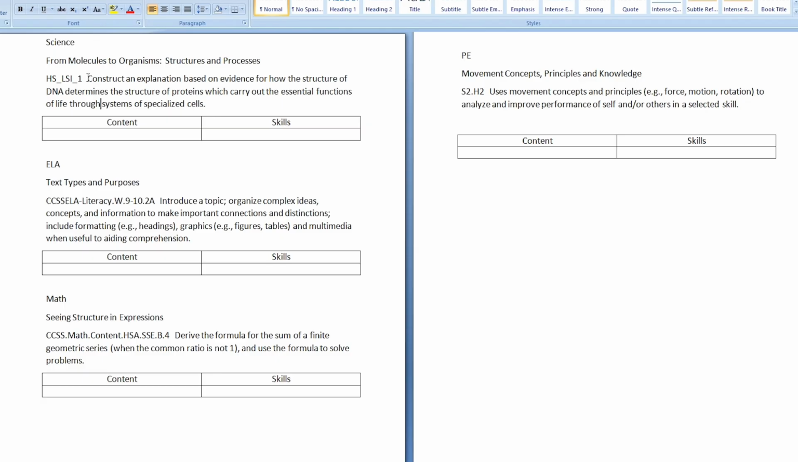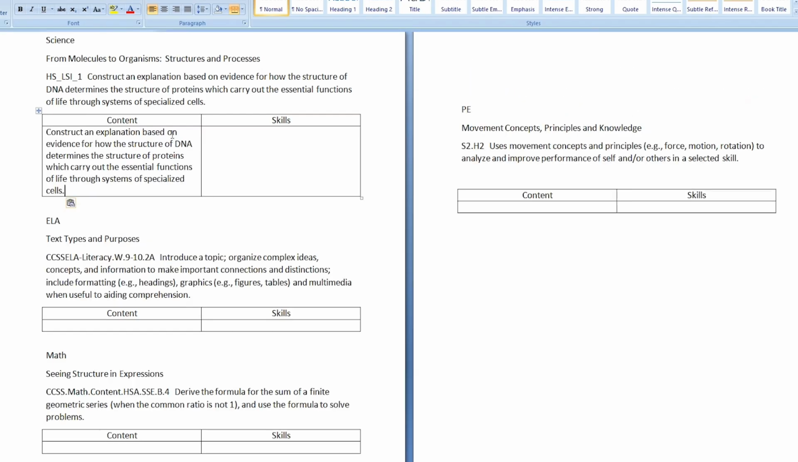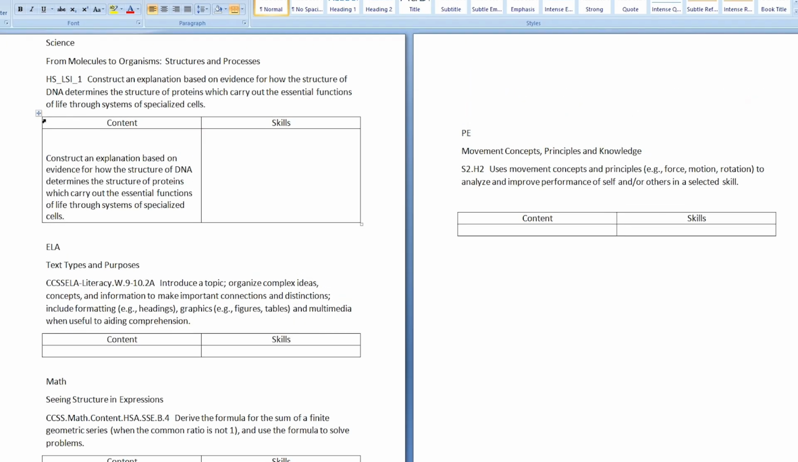So now I'm going to come down into my actual standard. I don't keep the standard numbers or coding. I don't want that in my content and skills. And I'm going to go ahead and cut and paste the original, now that it's in my format, into my skills. So now I'm going to go over and I'm going to start numbering.